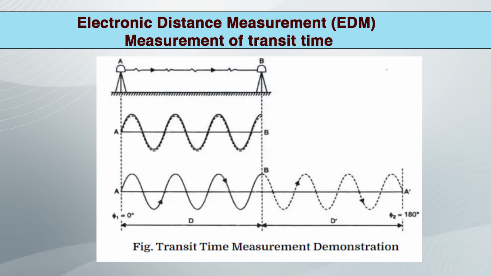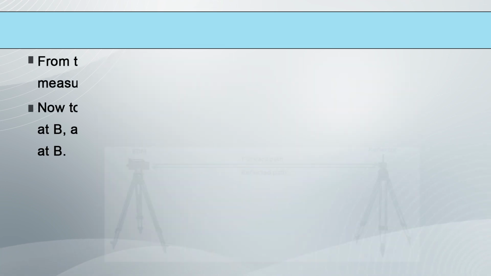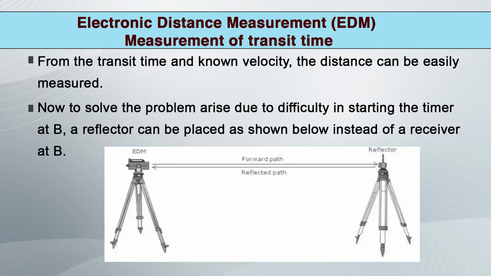This figure shows the 2 points between which the distance is to be measured, that is A and B, and the distance between A and B which we are going to calculate, that is distance D, is shown in the figure below. From the transit time and known velocity, the distance can be easily measured. Now to solve the problem that arises due to difficulty in starting the timer at B, a reflector can be placed as shown below instead of a receiver at B.